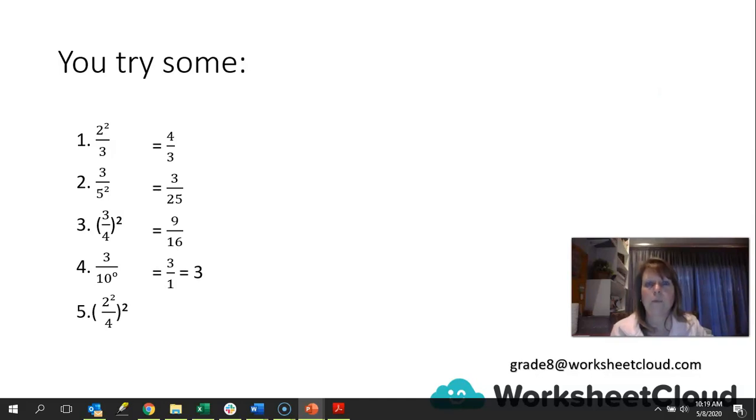Then we've got an exponent inside the brackets, which only affects the numerator, and we've got one on the outside. So the first thing you're going to do is square the 2, and you're going to get 4 over 4. Then you're going to square everything in the bracket, so you're going to square the numerator and the denominator, 16 over 16, and that will give you 1.